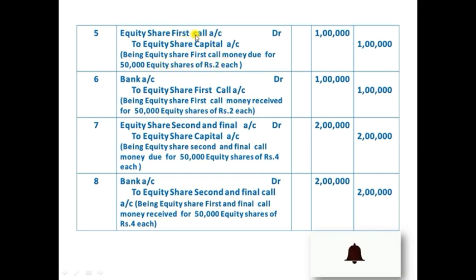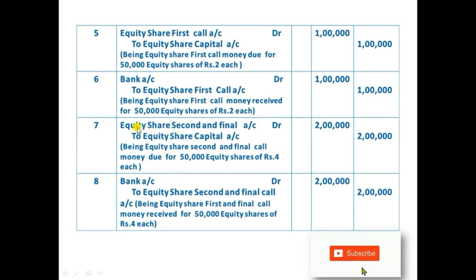So after transferring the first call money to capital, now the company is going to collect this money through the bank. So now as the third installment, the bank balance is increasing, so we debited it and we credited equity share first call account 1 lakh, 1 lakh. Now after collecting the third installment, the company is going to collect the last installment after intimation.